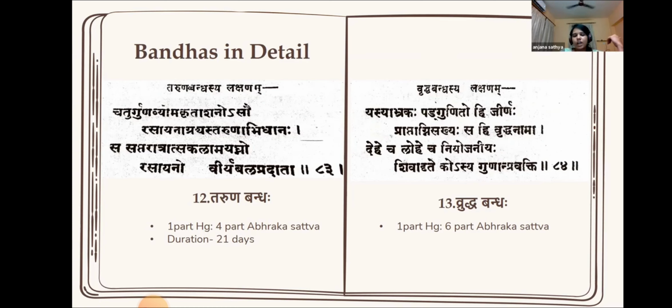Taruna Bandha can be used. And Vruddha Bandha is the Parada Bandha in which the proportion of the Parada and Abhraga Sattva will be 1:6. Six parts of Abhraga Sattva will be there.